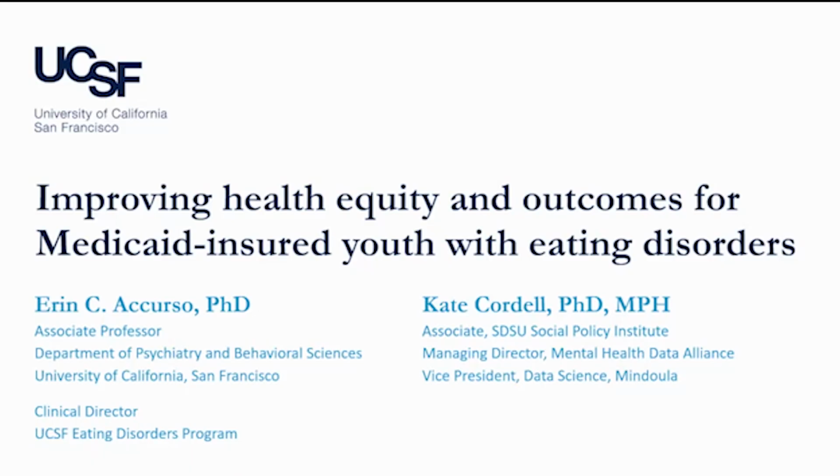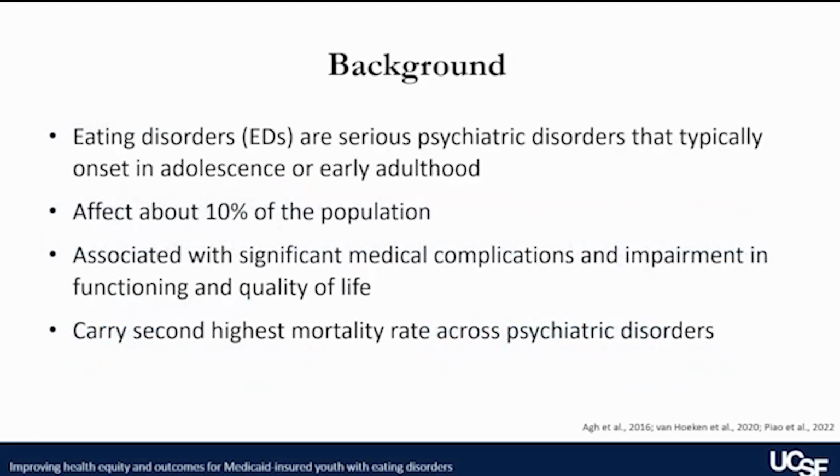So we're going to be talking about some work that Lonnie really helped to provide a roadmap for on improving health equity and outcomes for youth with eating disorders, specifically within the Medicaid insured population. Eating disorders are serious psychiatric disorders that typically onset in adolescence or early adulthood. Sometimes people think about eating disorders as really being kind of a niche area. This is really not a niche area.